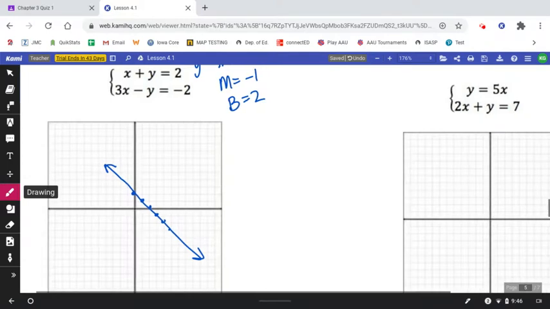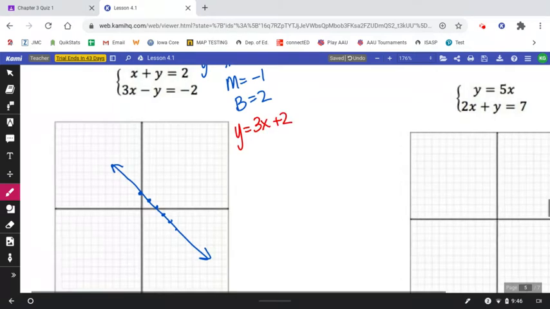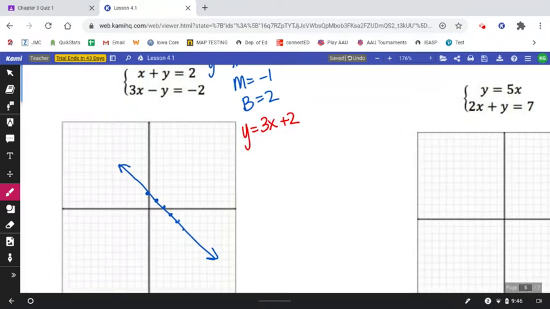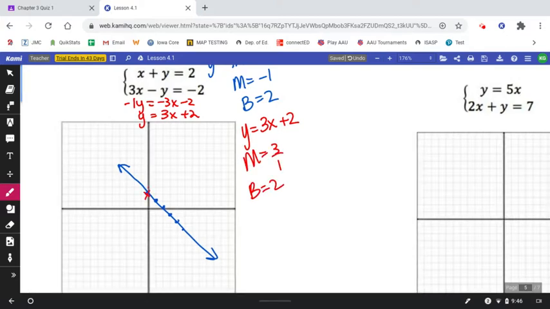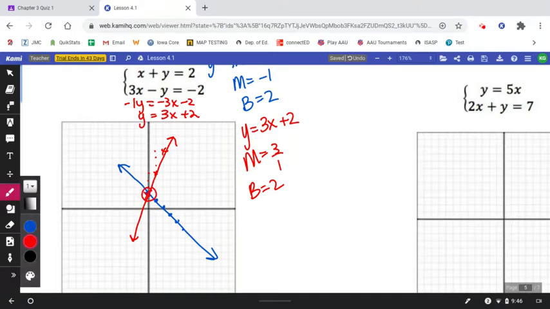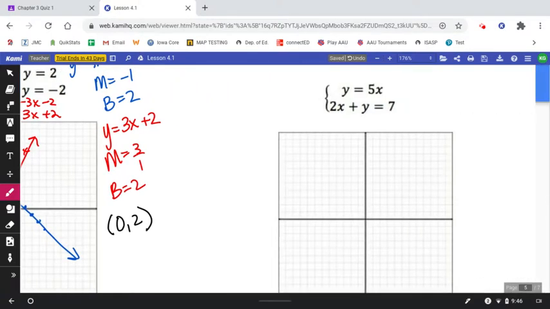For the second one, I'm going to change it into y equals 3x plus 2. When I do my work to get y by itself, I would subtract 3x first, divide everything by -1. So my slope is 3 over 1, and my intercept is also 2. So right when I graphed my intercept, I already found where they crossed, right here. And so I write that down as the solution. The solution is at 0, 2.